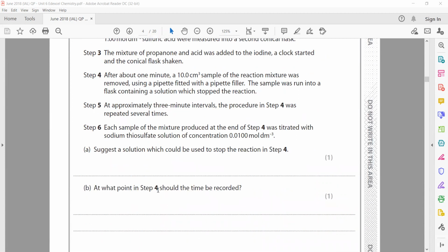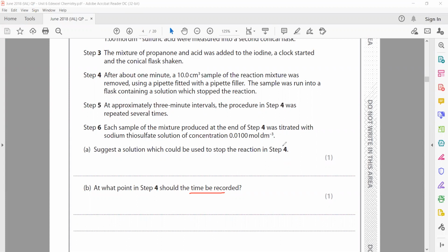So at what point in step 4 should the time be recorded? At which moment should the time be recorded? Basically, when we transfer the solution, that is the moment we record the time. Immediately when we transfer all the solution, or it is acceptable if you mention when half of the solution is being transferred to the quenching agent, because the other half will also take time.